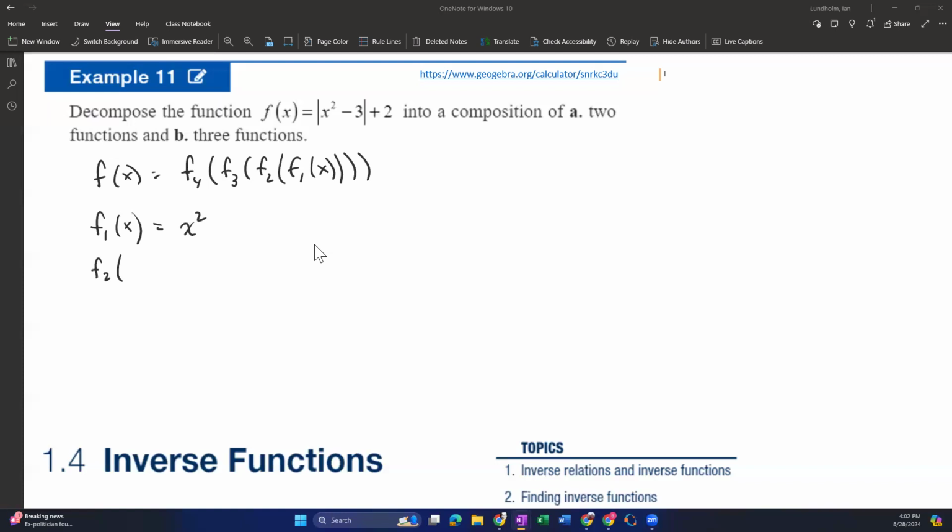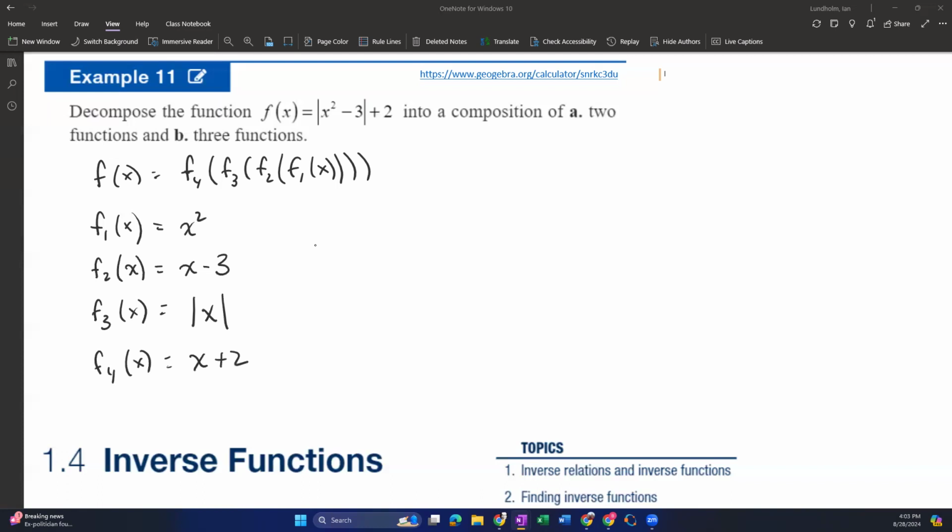F2, the next closest thing to that x squared is the -3. So here I'm going to write x minus 3. We don't need to write the x squared here because we've already taken care of it in that first function. F3 will be the absolute value of x, and for a similar reason, we're just going to leave it as absolute value of x. And then F4 would be the +2, so x plus 2 on the end.